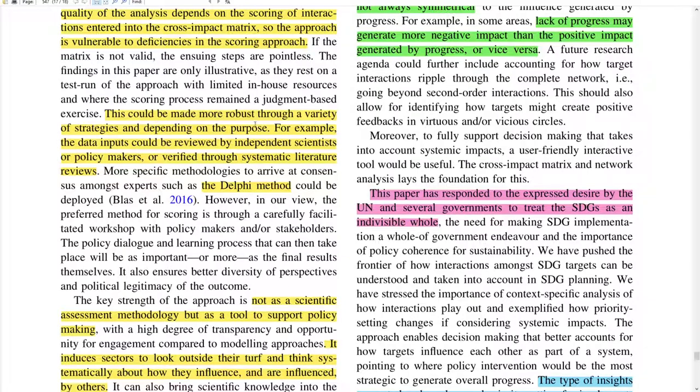This could be made more robust through a variety of strategies and depending on the purpose. For example, the data inputs could be reviewed by independent scientists or policymakers, or verified through systematic literature reviews. What they're saying is that you could bring independent scientists or policymakers to look at your cross-impact matrix and tell you whether it's good or not.